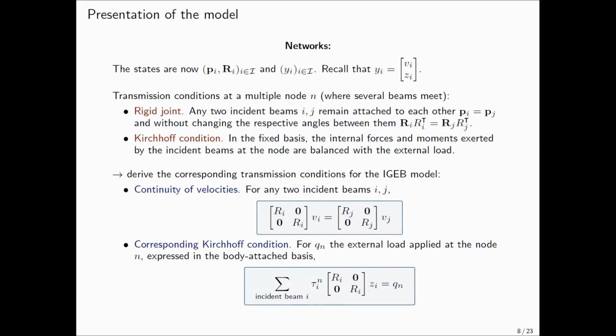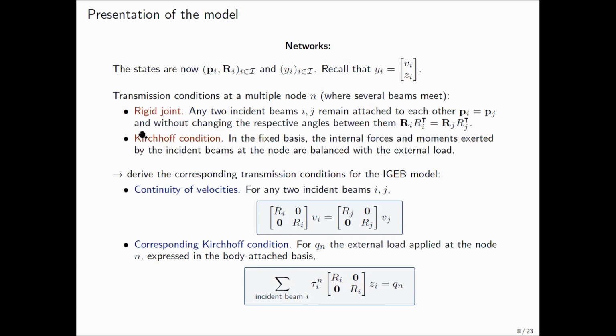If you look at networks, for example, a network of beams indexed by I, then the unknowns are also indexed by I, as here. Just recall that Y is made of this V and Z, the last six components. The difference when you consider a network is that you have to specify what is happening at the junctions. So several beams are meeting. Here we assume that at the junction, the beams remain attached to each other, but also that they don't change the angle between them. So we call that a rigid joint.